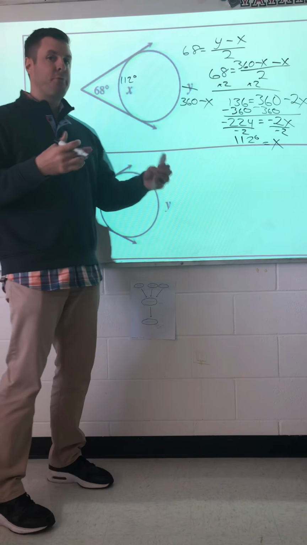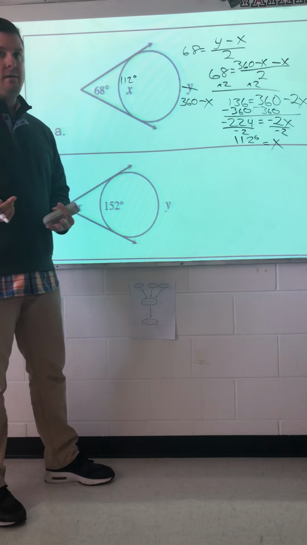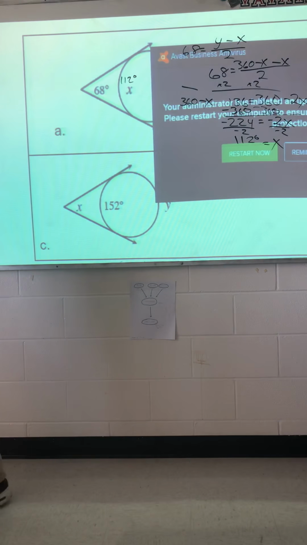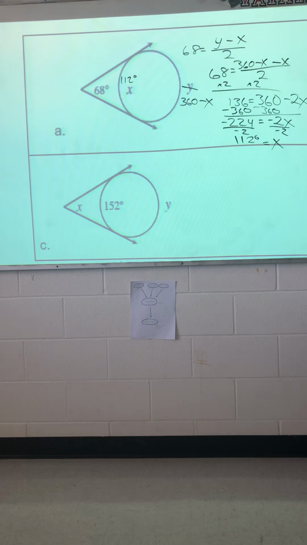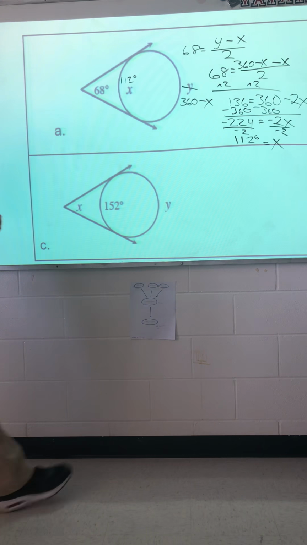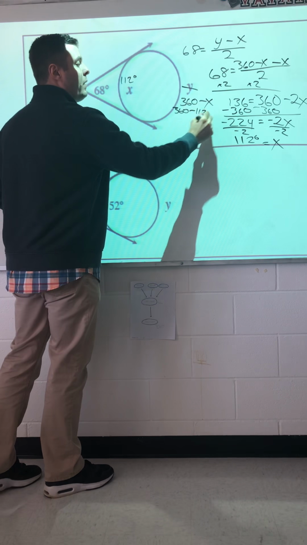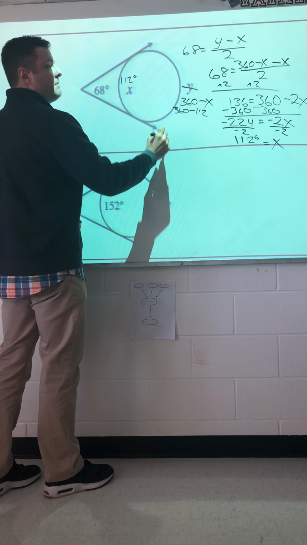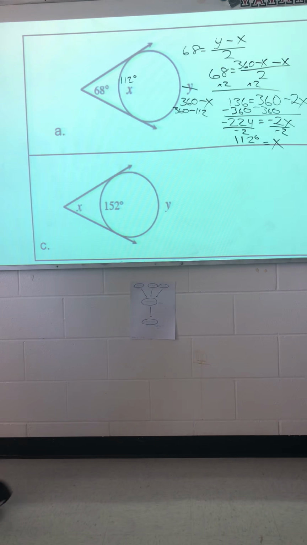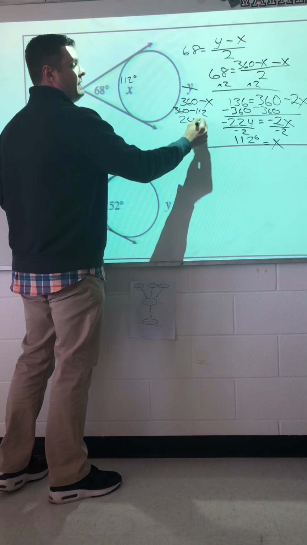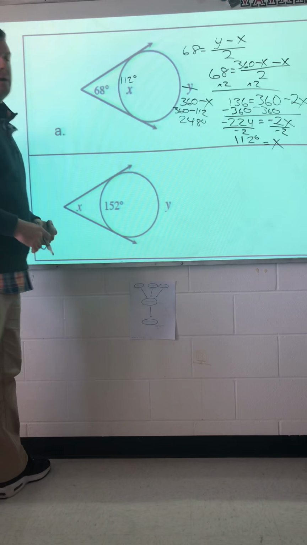Now we don't have to go through this whole mess again to find y, because y is just 360 minus x. Sorry about that. So we're going to do 360 minus 112 to find out what y is. So y is 248 degrees for this bigger arc.